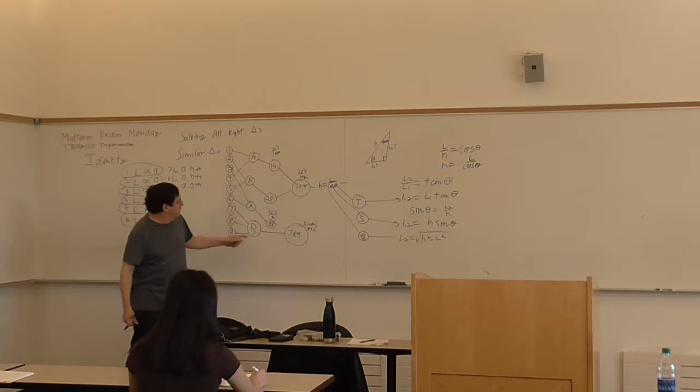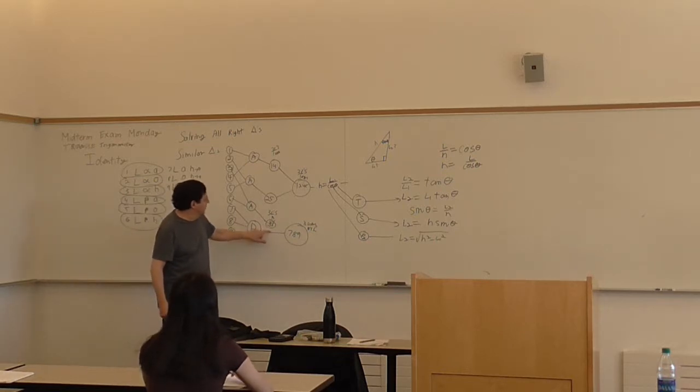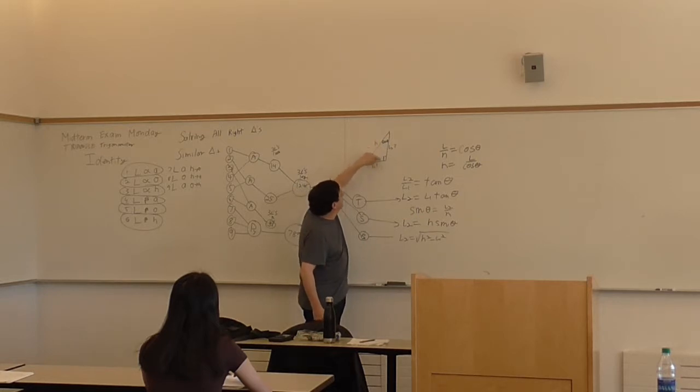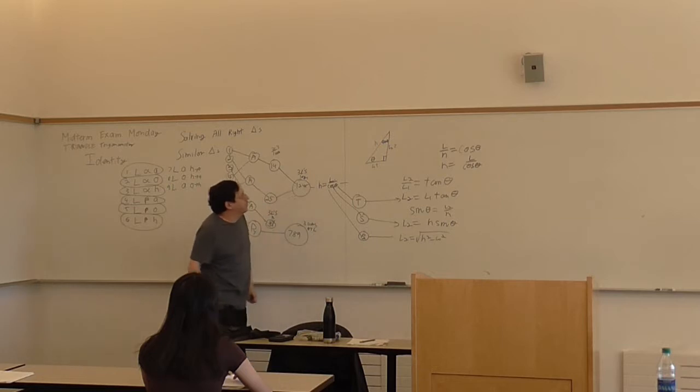Okay, back to 3-6 here. We know the hypotenuse, we know 2 angles, we know the right angle. How can we find either one of the legs?